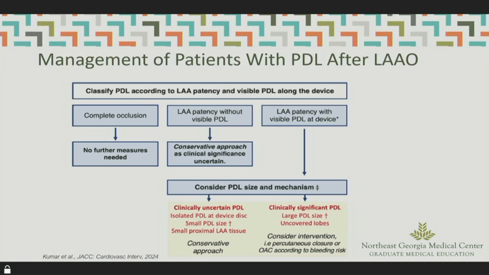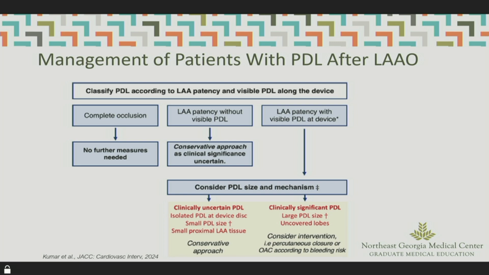So the question I guess we all have is, if we find evidence of peri-device leaks on CT, what do we do about it? I think we can say if there's complete occlusion, we can feel confident and say there's nothing else to do. Now, if there is patency with visible peri-device leak, like in that first slide, where you can obviously see a channel and measure it, then it comes down to how important it is. Is it clinically significant or not?